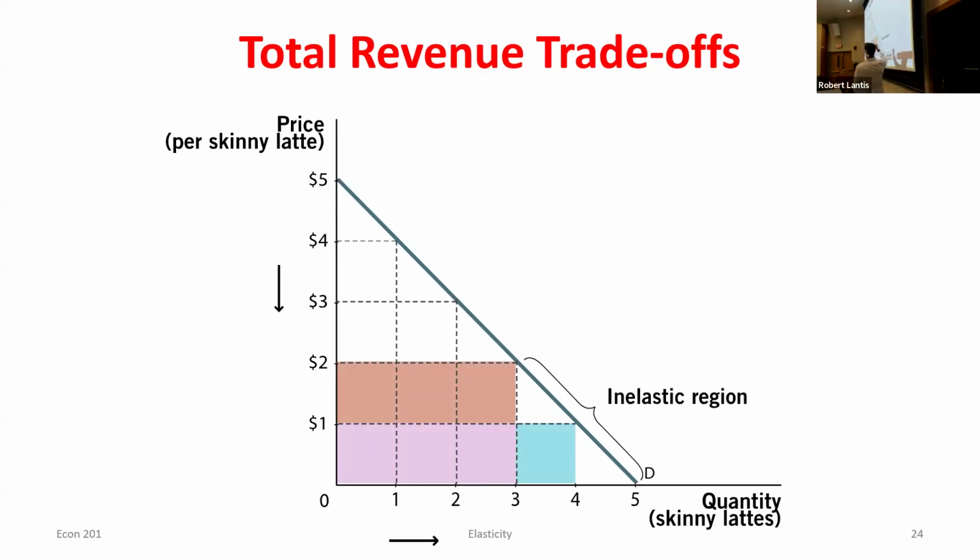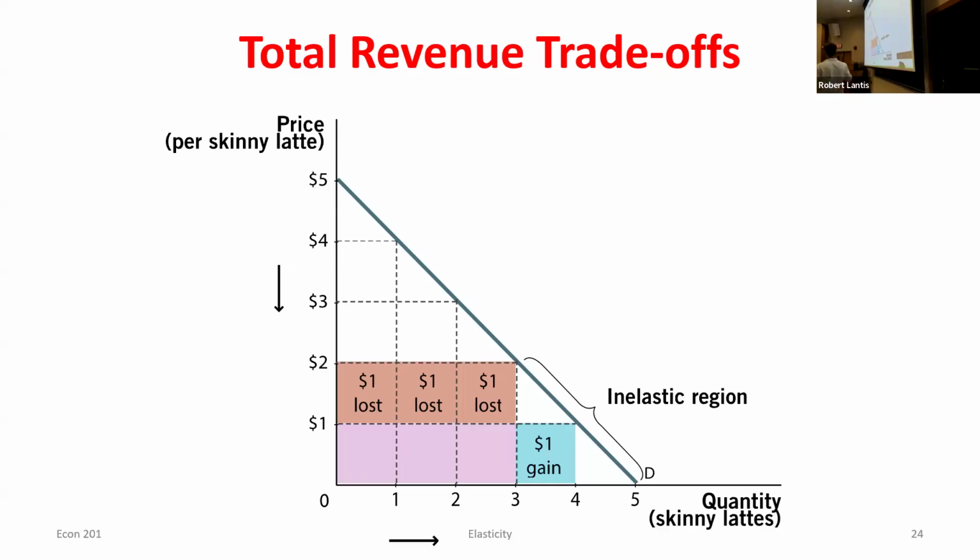By charging a price of 2 to 1, how much am I losing on each unit I was selling before? I'm losing $1 on each unit. So for the first 3 units, I've now lost $3, but I've convinced the consumer to buy 1 more unit. I'm gaining $1. Well, here I gained $1, lost 3. Am I better or worse off than before? Worse off. I've lowered my total revenues by $2.